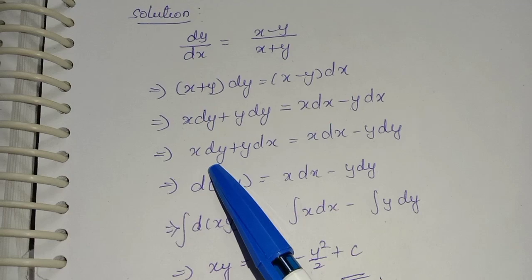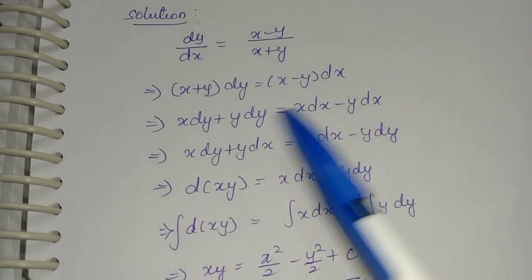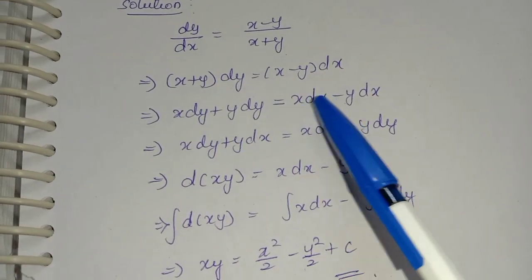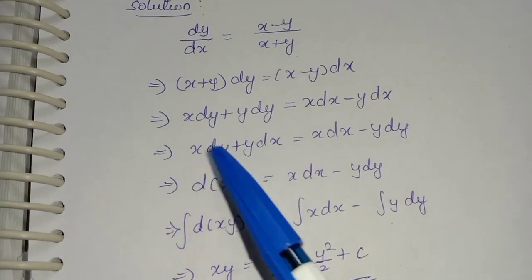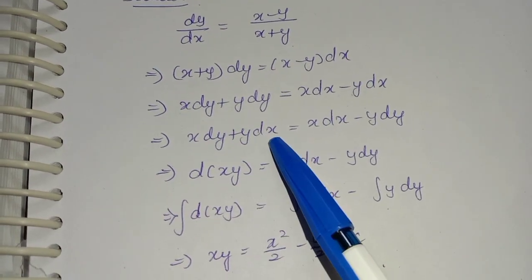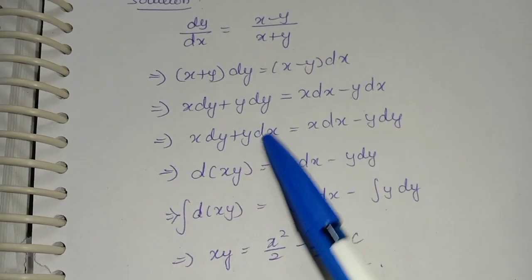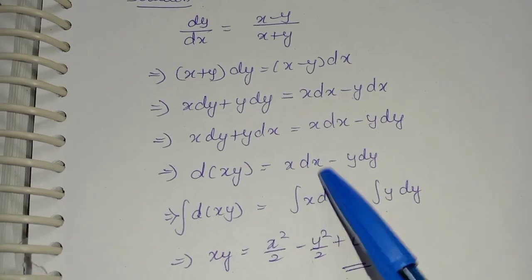So see here, x dy is there, here y dx is there. So I am bringing them together. This x dy and y dx equal to x dx minus y dy. So if you look at this, x into differentiation of y plus y into differentiation of x, this is nothing but the product rule. So the left hand side is differentiation of xy, equal to, here the variables are separated, x dx minus y dy.